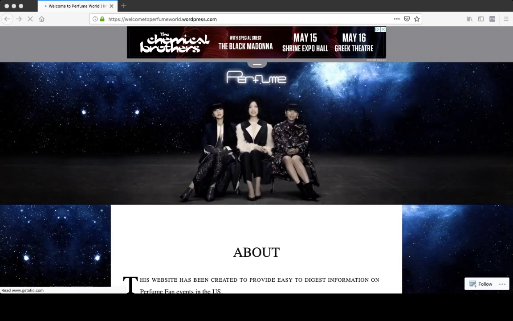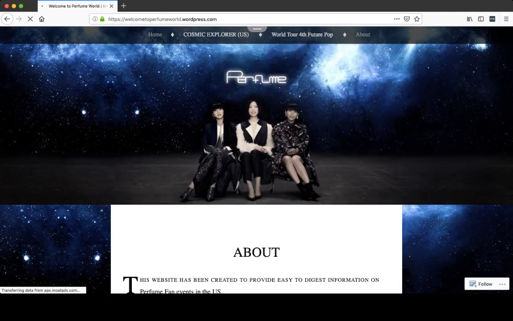perfumeworld.wordpress.com. Apologies for all the glitching again. I did the free version, so unfortunately you're going to see a lot of ads. Apologies for that. So when you go to the website, if this ad on the top here moves out of the way, just click this little tab on the bottom and you'll see the menu over here.